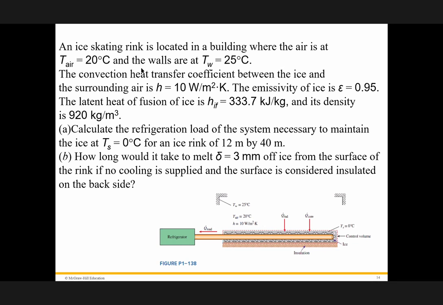Okay, this is an ice ring. The temperature of the air inside the building is 20 degrees. And the wall of that ice ring here is 25. Now the convective heat transfer coefficient between the ice and the surrounding, here is ice, and the air here is that value. And also this is the heating. The question here is, calculate how much refrigerant load has to be provided in order to keep the temperature at this point at 0.